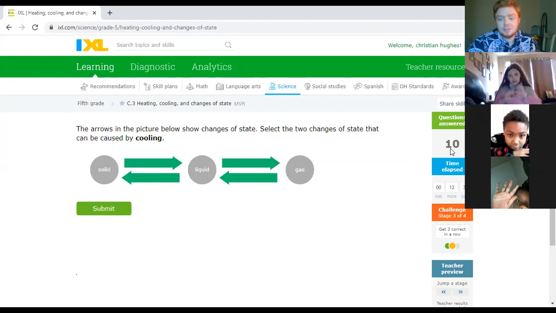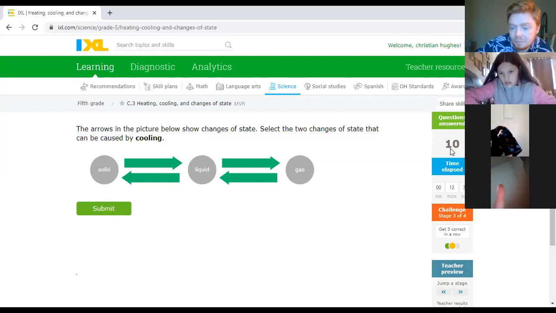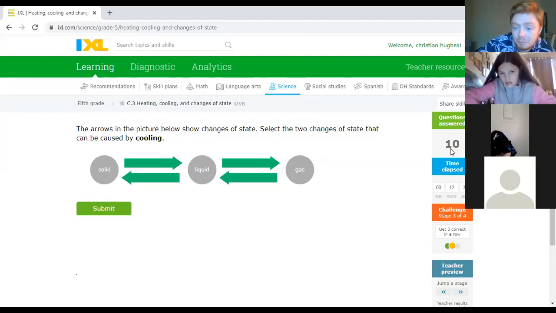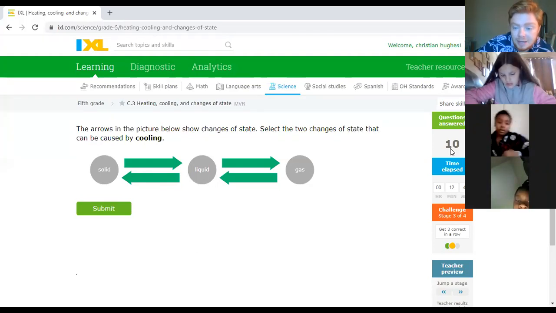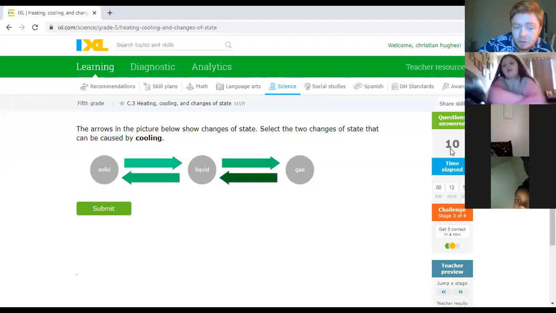There we go. Good. Okay, so Damaya, which 2 represent cooling? Gas to liquid. Yes. And what else? Solid to liquid. This one?